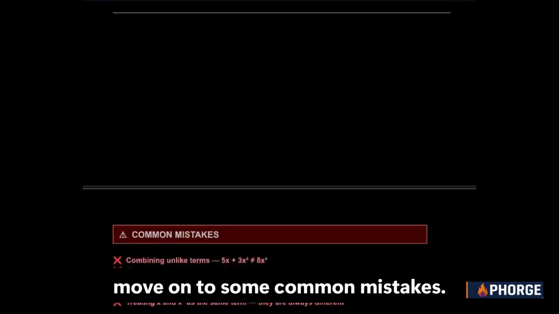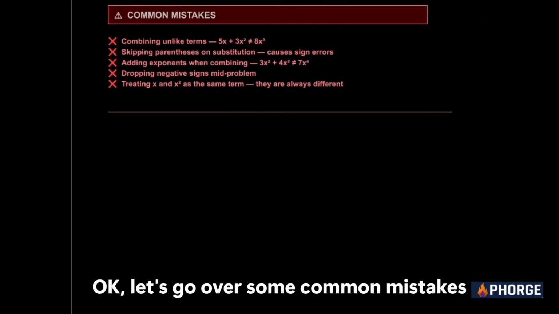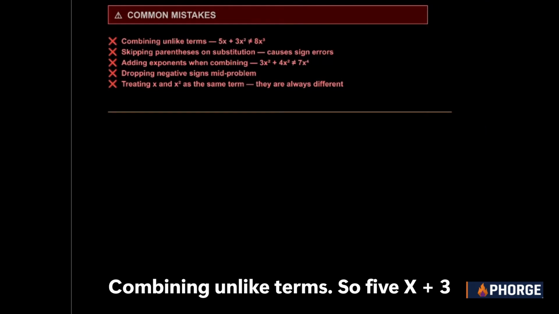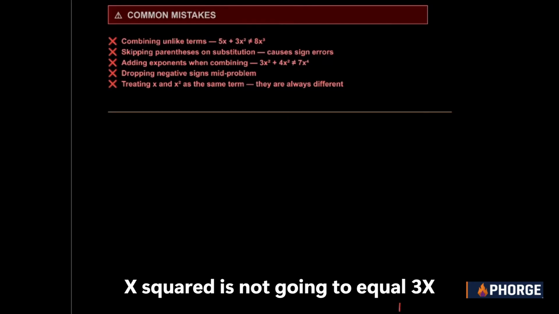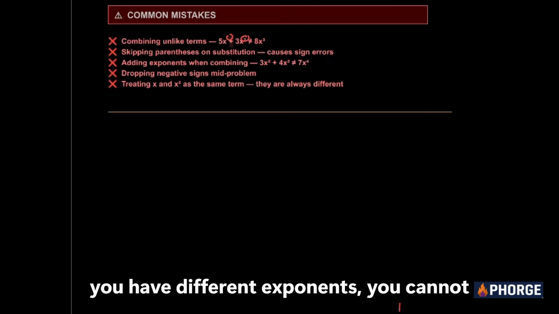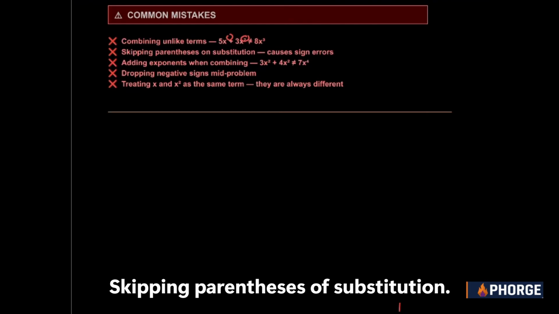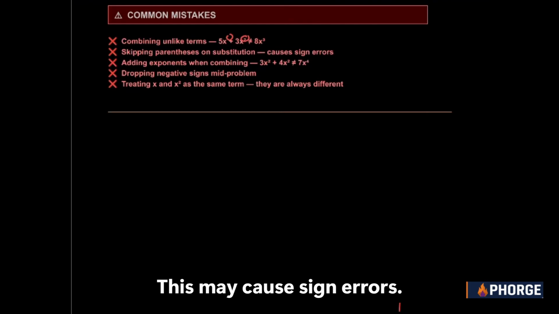So let's move on to some common mistakes. Okay, let's go over some common mistakes. Combining unlike terms. So 5x plus 3x squared is not going to equal 8x cubed. The key here is the exponents. If you have different exponents, you cannot combine those type of variables, even though the base of that may be the same. Skipping parentheses on substitution.